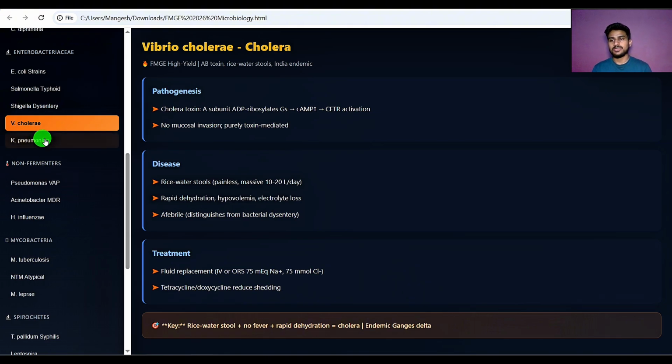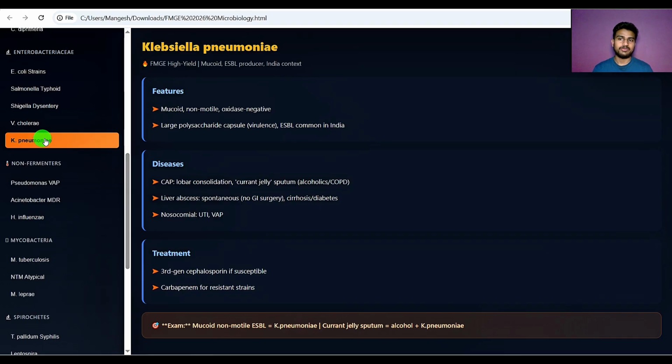The next disease or bacteria that we are going to discuss is Klebsiella pneumoniae. The features are it is mucoid, non-motile, and this is an oxidase negative bacteria. There is also a large polysaccharide capsule around it, and that is the virulence factor of Klebsiella. Also, there is ESBL that is common in India. This is the strain, or you can also say variant.